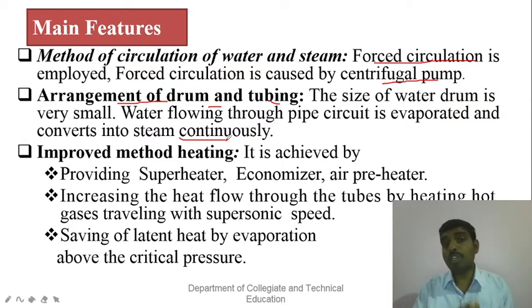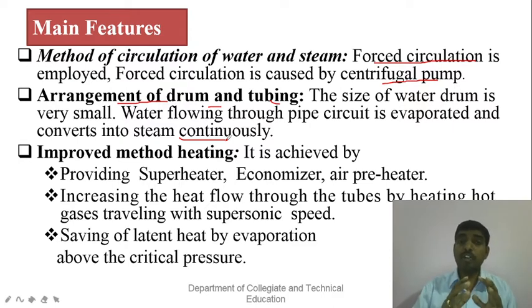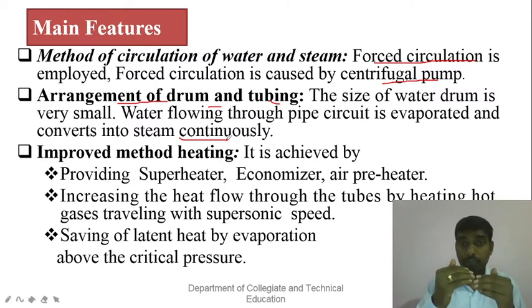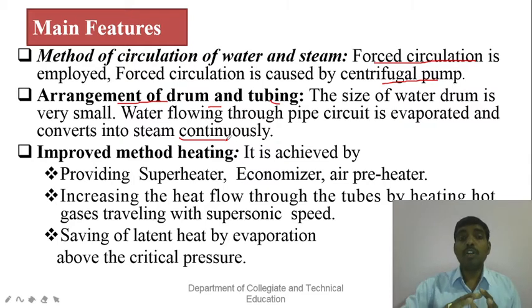Also there is tubing. There is a huge number of tubes, provided for sufficient transfer of heat from the furnace to the water inside the tubes. For that purpose, the arrangement of the drum and tubing is very compact, and it will allow the steam to flow continuously.